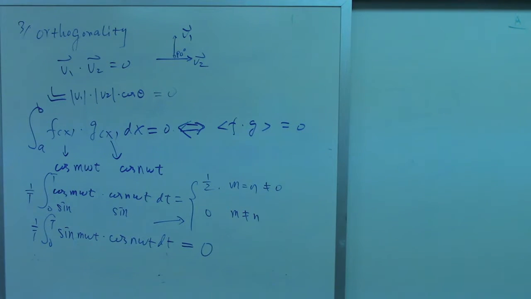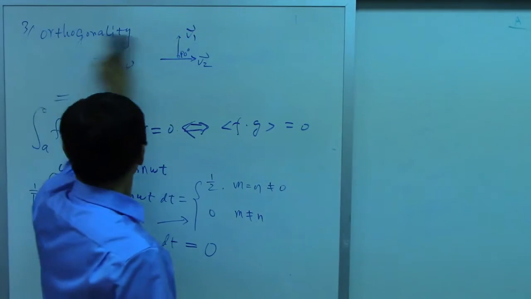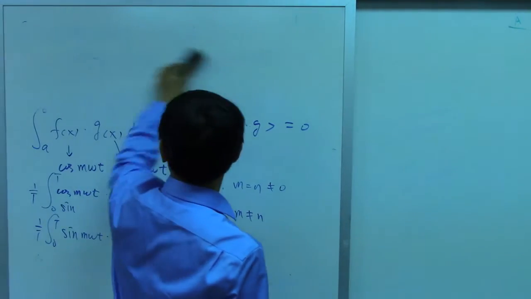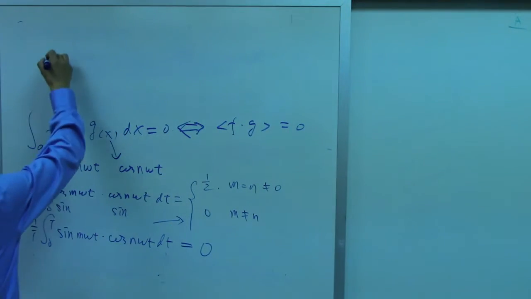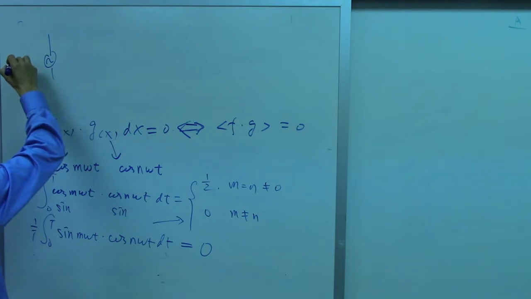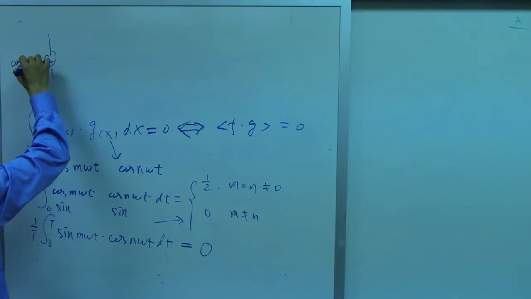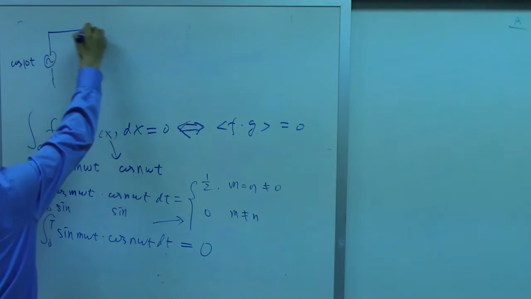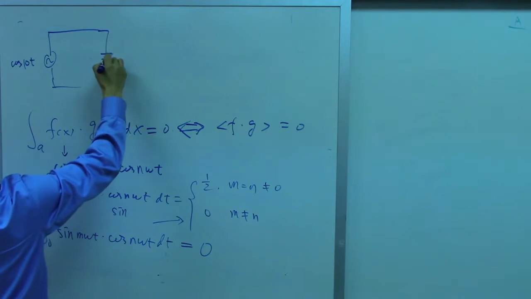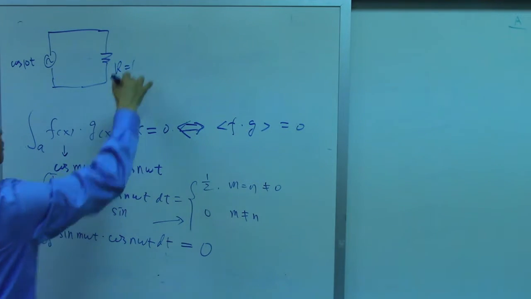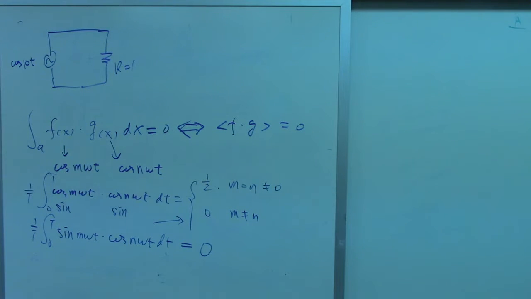Why is this useful? You may already know this in electrical engineering. For example, let me ask: suppose I have a sinusoidal function like cosine 10t, and apply this to a load R, with unit value equal to 1. What is the power on the load?